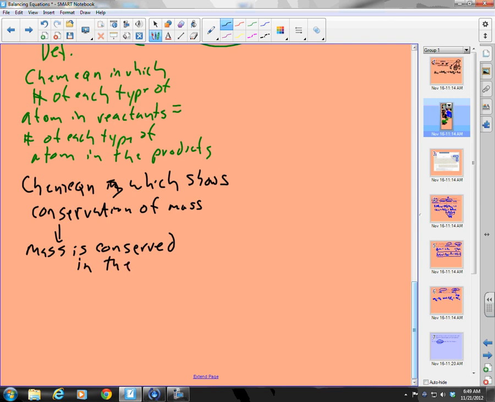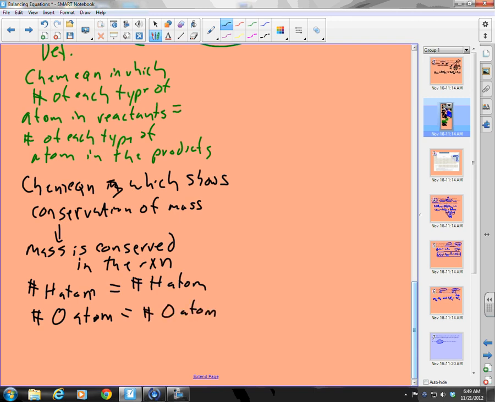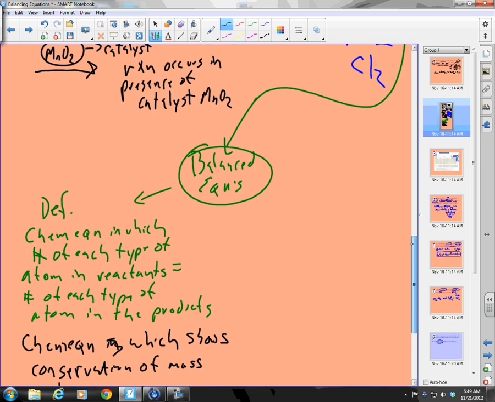in the reaction, and specifically, for instance, the number of hydrogen atoms in the reactant side equals the number of hydrogen atoms in the product side. If there are oxygen atoms in the reactant side, it equals the number of oxygen atoms in the product side, and so forth. That is a balanced equation. Good.